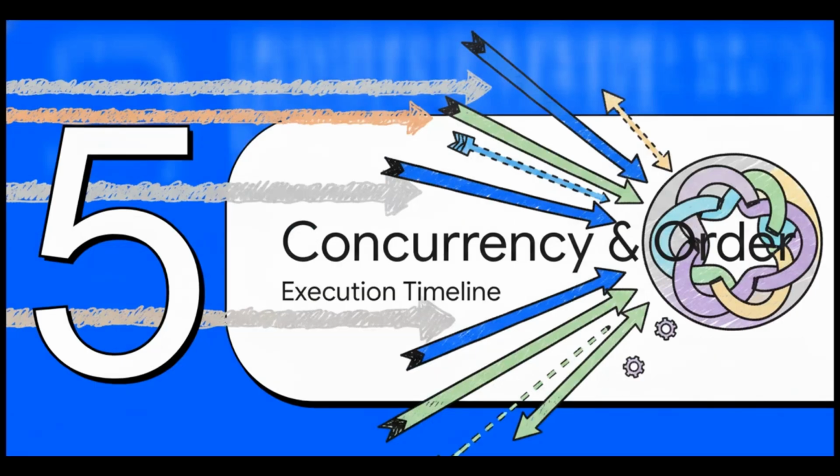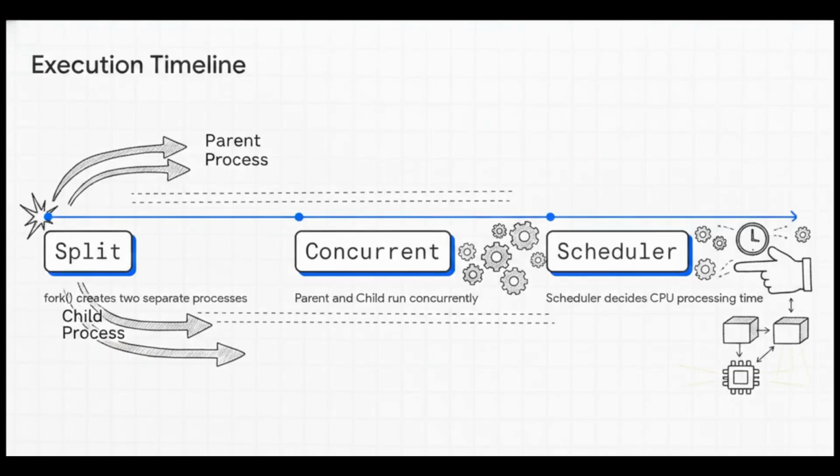Part 5, Concurrency and Output Order. Let's look at the execution timeline. So right at that definitive split point, the fork executes. Moving to step 2, we now have our parent and child running concurrently. They are executing simultaneously from the line immediately following the fork. Then, at step 3, the Linux scheduler steps in. It is solely responsible for deciding which of these two independent processes actually gets the CPU's processing time first.